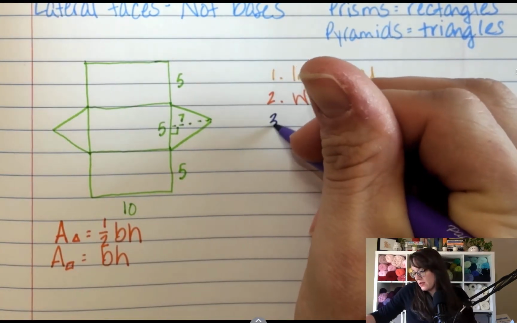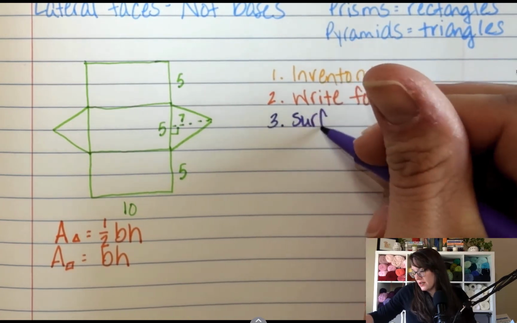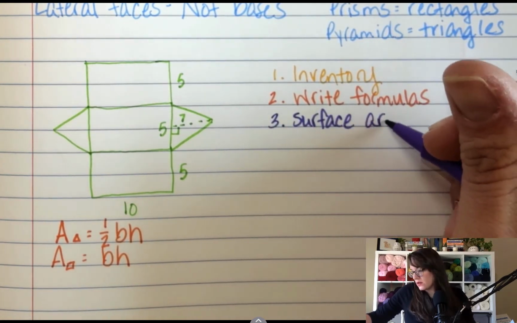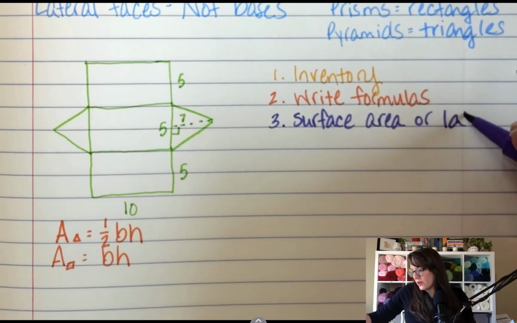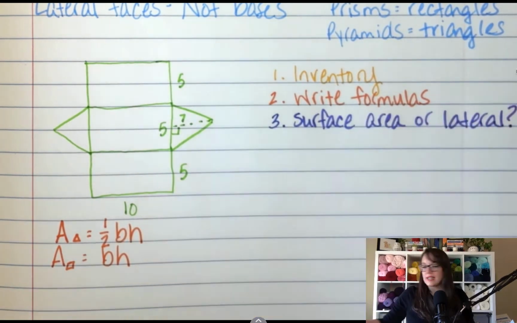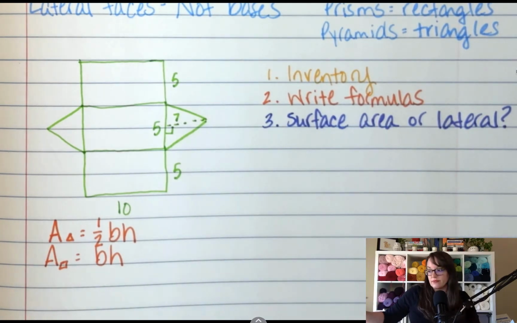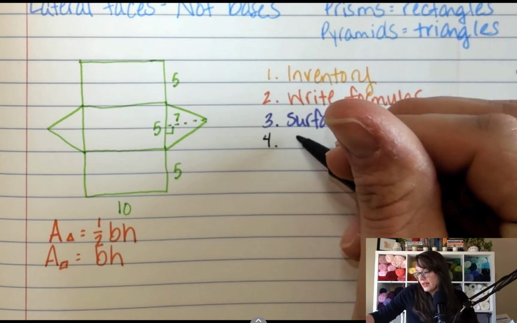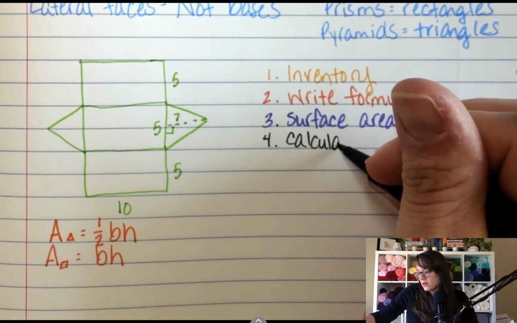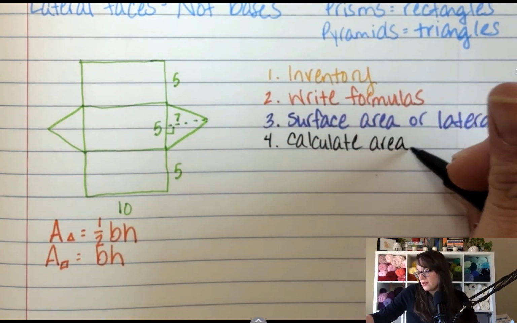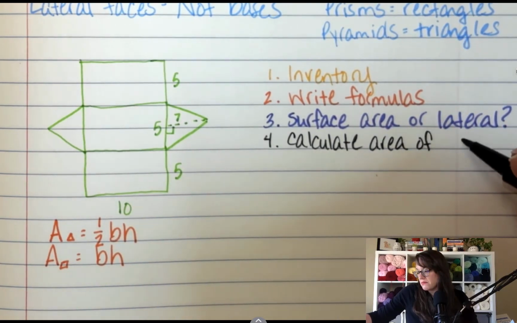So step 3, are we looking for surface area or lateral area? Take a second, look at the question. Is it asking for every side? Because if we don't have to find every side, then we don't want to spend all that time doing that. So for this one, we're going to do all of them. Now, I need to start finding area of each side. So step 4, calculate area of shapes.